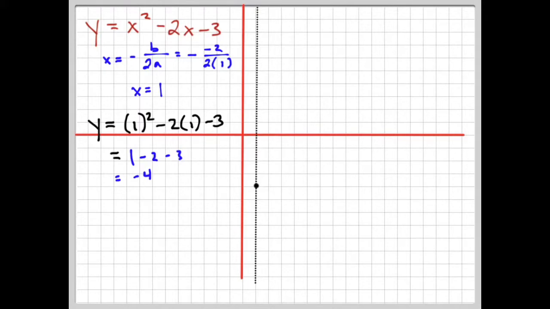So far, so good? How did you find the 1? The 1 we find by saying x equals negative b, this is our b, the coefficient of x, over 2a. A is the coefficient of x squared. So when we plug that in and simplify, we get positive 1.